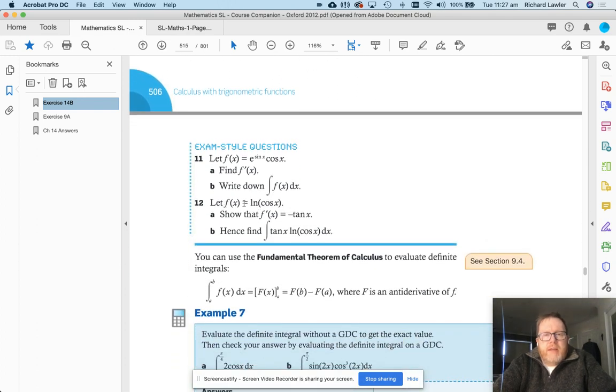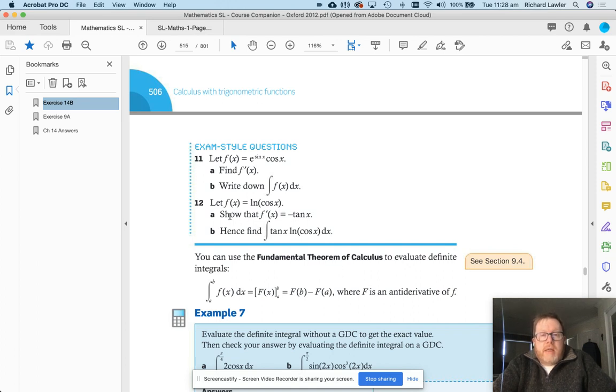It says let f of x equal to the natural log of cos x, which means that cos x has to be positive, right? Because if cos x was negative, then the natural log wouldn't exist. So we're going to first of all show that the derivative is equal to negative tan x, and the second part is hence show that this funny old expression here, I'll find it.